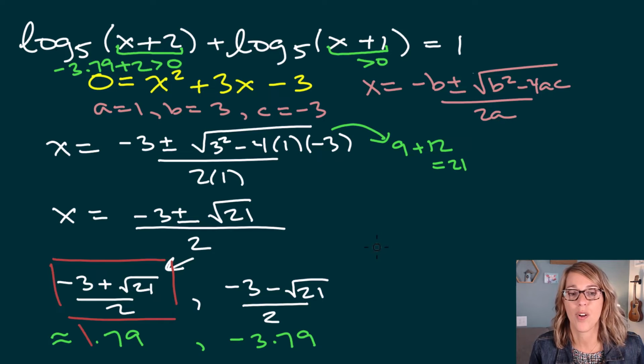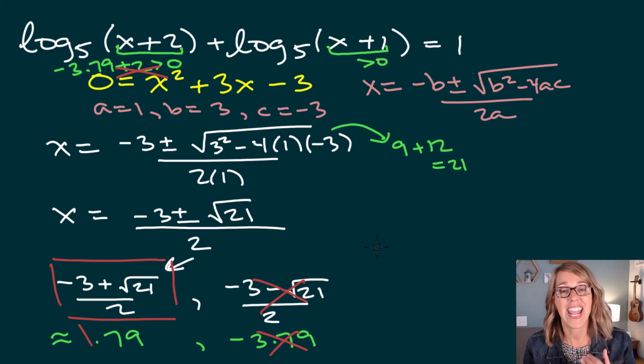-3.79 plus 2 already fails. That is not greater than 0. So that means that I cannot use the negative part of my quadratic formula answer for a solution, and I've got one solution here. You are doing so great.